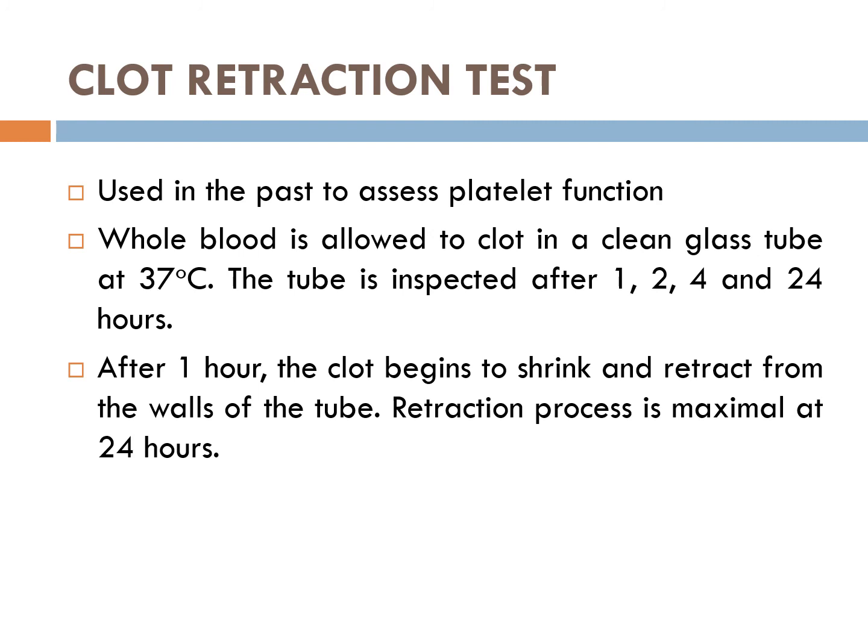You are going to collect whole blood and place it inside a clean glass test tube and incubate the sample at 37 degrees Celsius. You have to inspect for clot retraction every 1, 2, 4, and 24 hours. After 1 hour, the clot begins to shrink or decrease in size and retract from the walls of the tube. The retraction process is maximal at 24 hours.